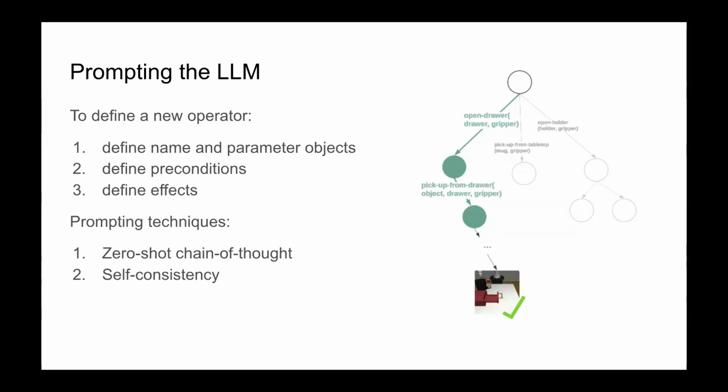The first one being define the name and parameter objects for this operator. The second one being define the preconditions that must be met in the current search state for the operator to be executable. The last one being define the effect as a result of executing this operator. And we use 2 prompting techniques to further enhance the large language model's performance on these reasoning tasks. One is zero-shot chain of thought prompting, and the other one is self-consistency.